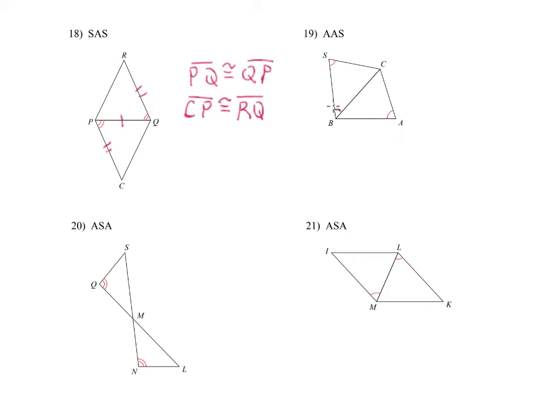Here I need another angle and a side. So if I can get angle B congruent to angle C, so that's angle SBC congruent to angle ACB, and if I can get the side BC congruent to the side CB, I could have these triangles congruent by angle, angle, side.